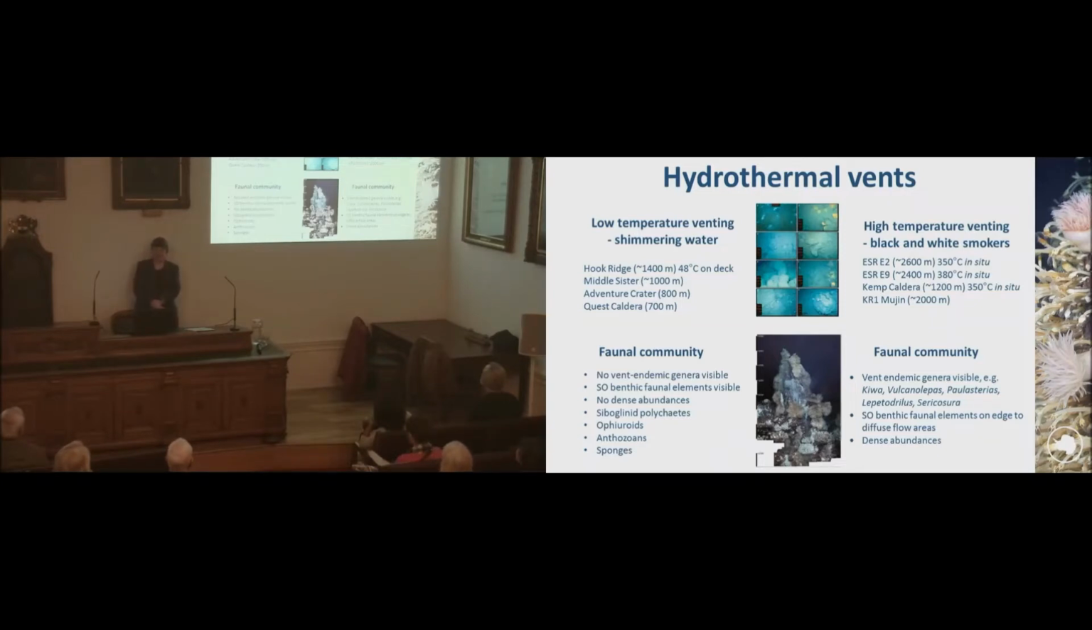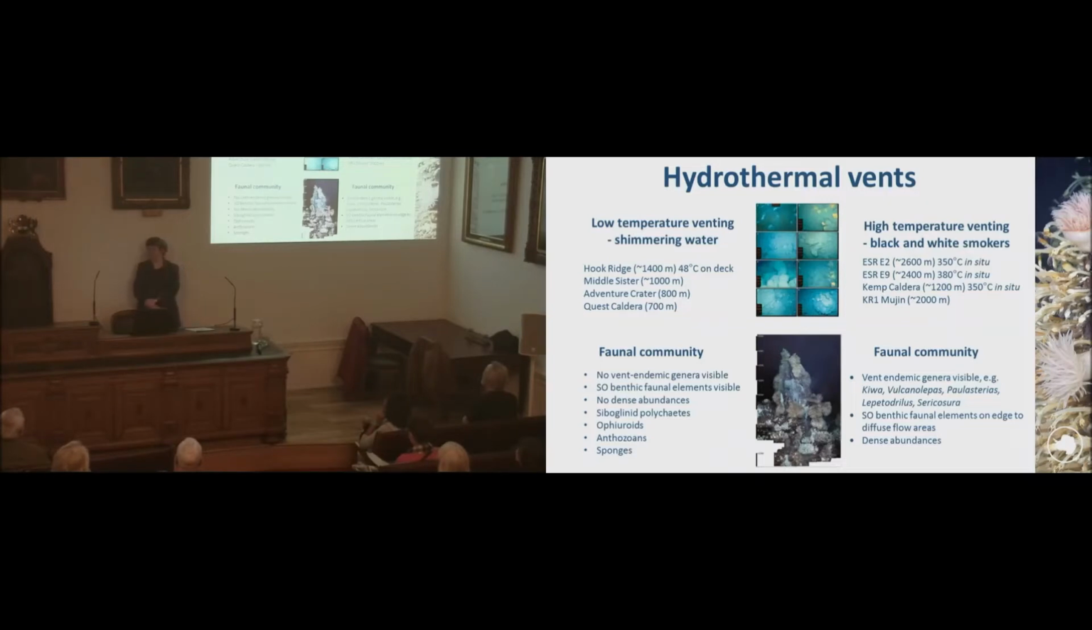And when you look at the fauna around, you don't see any vent endemic genera visible. You have the normal Southern Ocean benthic elements. You have no dense populations. You do find some siboglinid polychaetes, which like the high organic content in the area, the high sulfides. We have larger amounts of ophiuroids, but brittle stars are very common on the Antarctic seafloor in general, some anthozoans and some sponges. So they look like a normal Antarctic soft bottom seafloor to me.